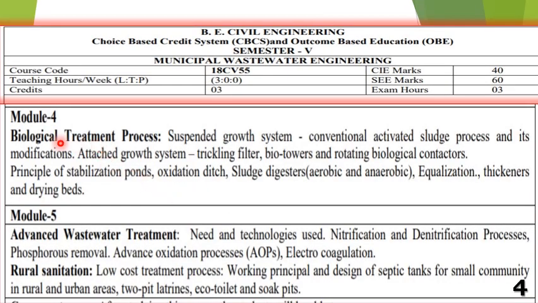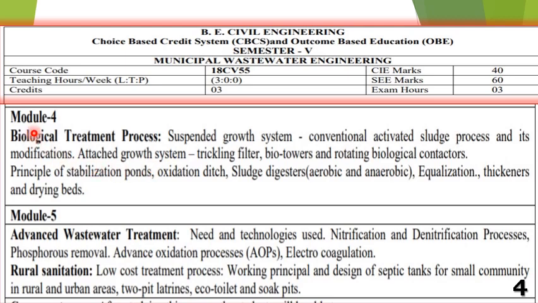Dear students, in the previous slide, we came to know the first module, second module, third module. Now this is module number 4 and module number 5. Module number 1 and 2 are connected to sewerage systems and design of sewers. Module number 3 is connected to treatment of sewage, how we are going to treat and what units come in a treatment plant. The sewage treatment plant, in short, is called STP. Remember, lifelong. In this module, we are going to treat by using a biological system, using bacteria, that is the microorganisms.